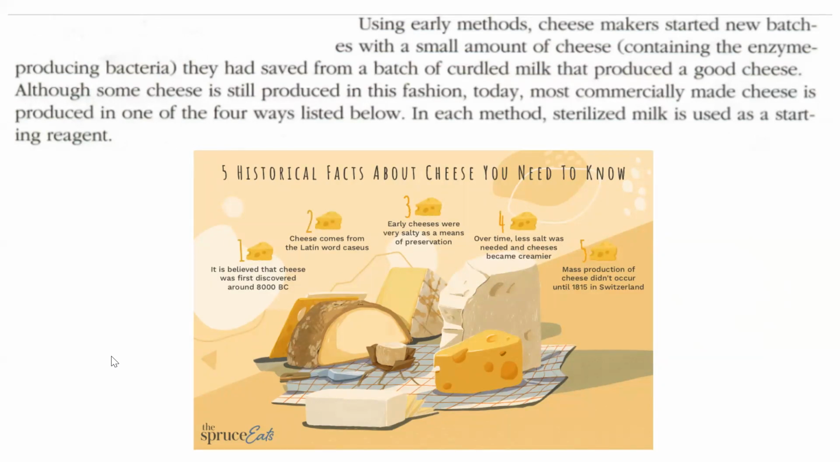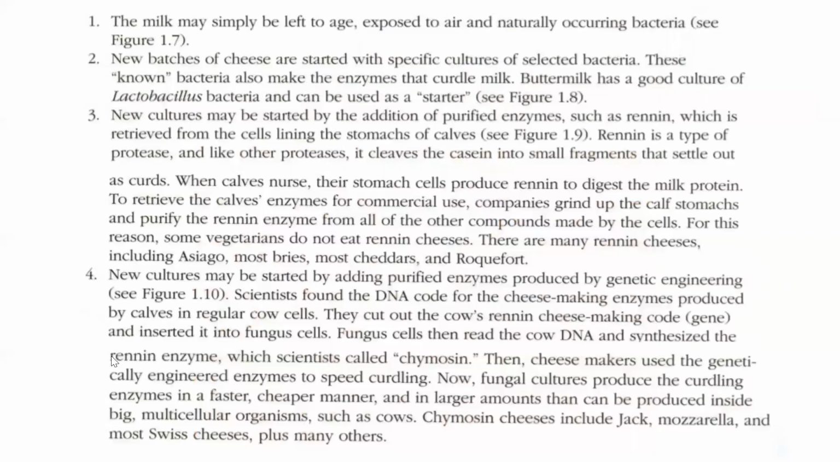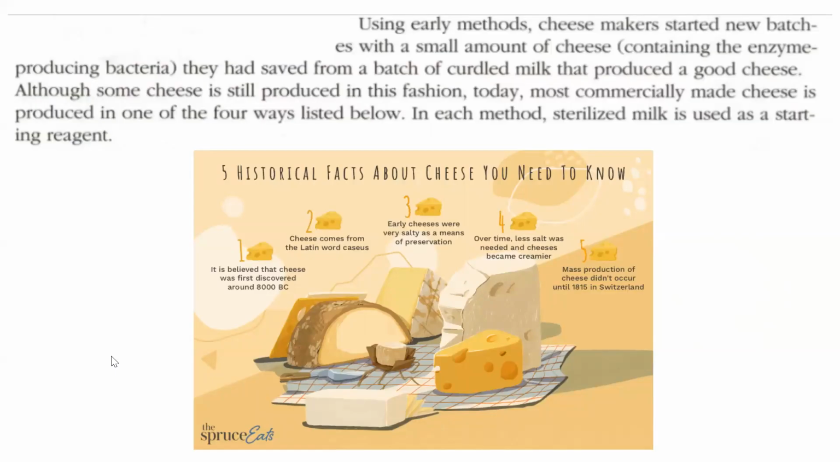Although some cheese is still produced in this fashion today, most commercially made cheese is produced in one of the 4 ways listed below, which is actually on the next slide. In each method, sterilized milk is used as a starting reagent. Here we go, 5 things about cheese. Believe that it was discovered around 8000 BC. So further solidifying our idea that biotech has been around for a long time. Cheese comes from the Latin word caseus. Early cheeses were very salty as a means of preservation.